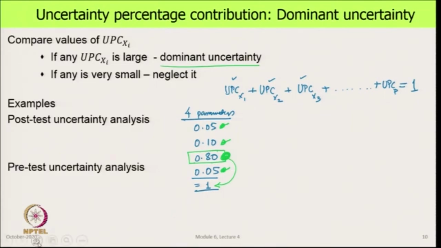Then we take another example, where say we have 3 parameters, and the uncertainties in them are 0.41, say 0.42 and 0.17.